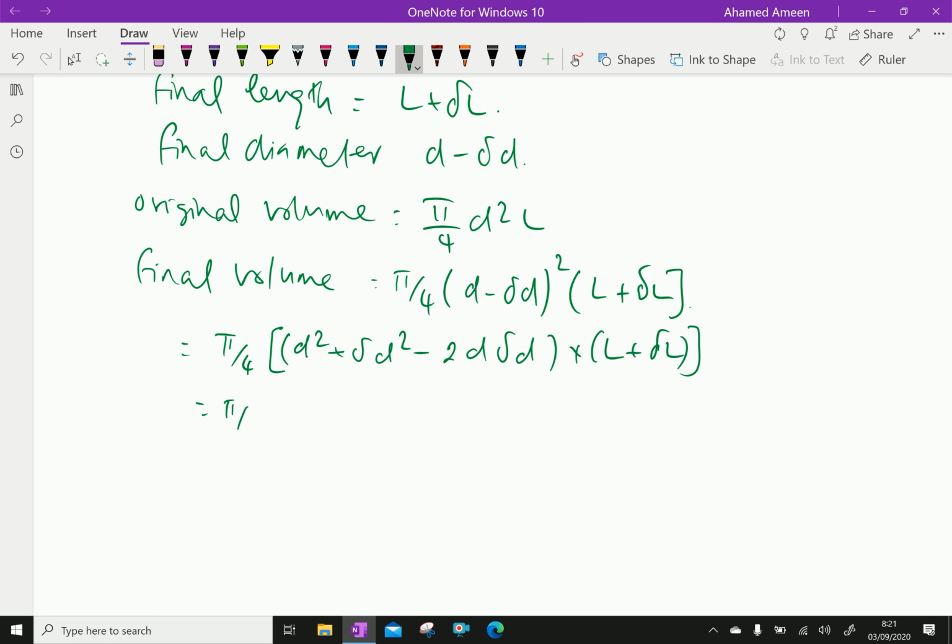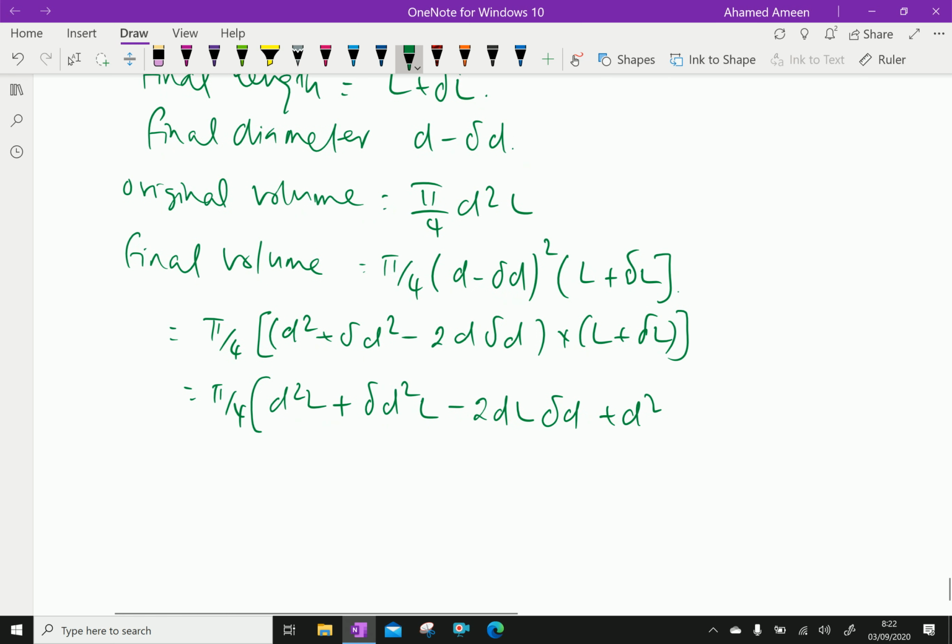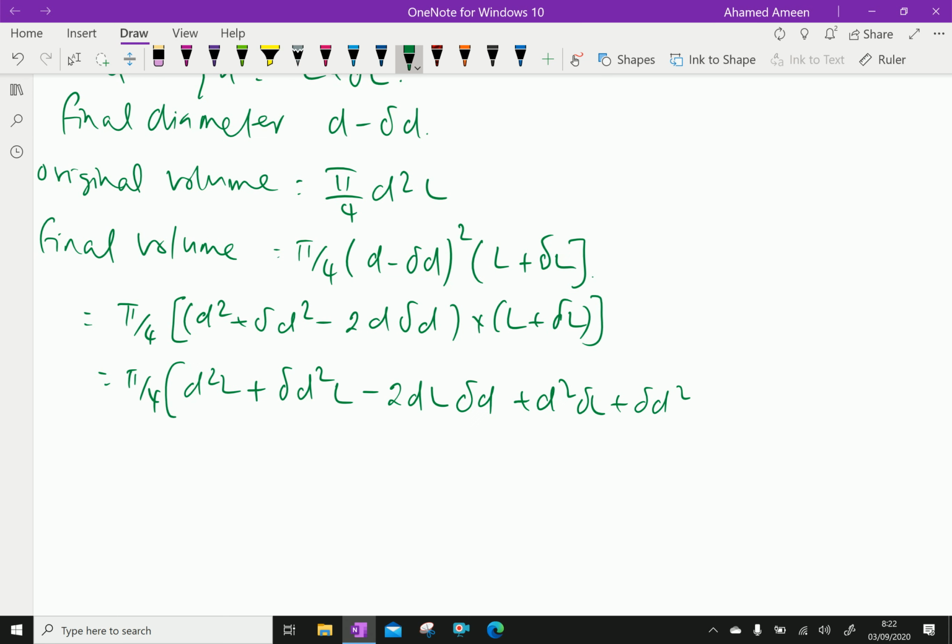Now we have pi by 4. This expansion becomes d squared L, because we are multiplying: d squared L, d squared delta L, plus delta d squared L, minus 2dL delta d, plus delta d squared delta L, minus 2d delta d into delta L.